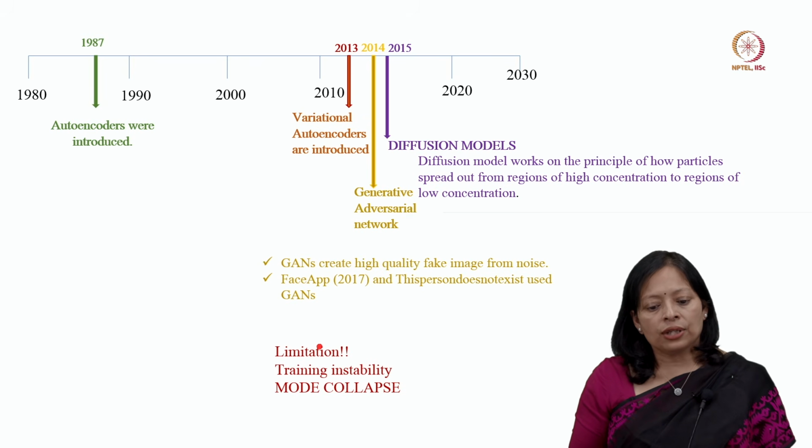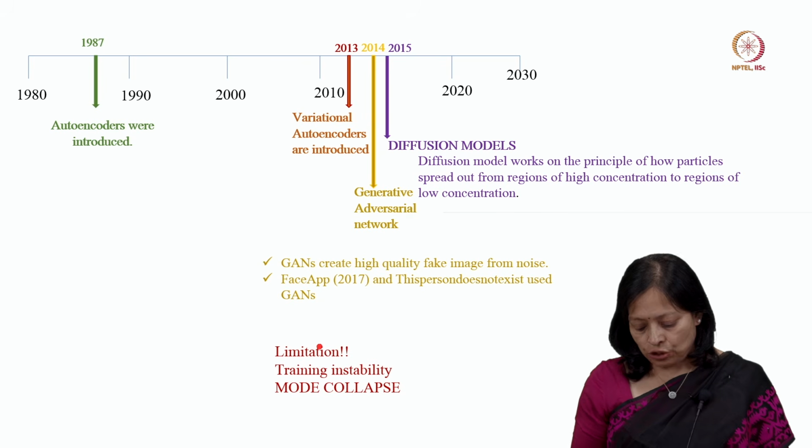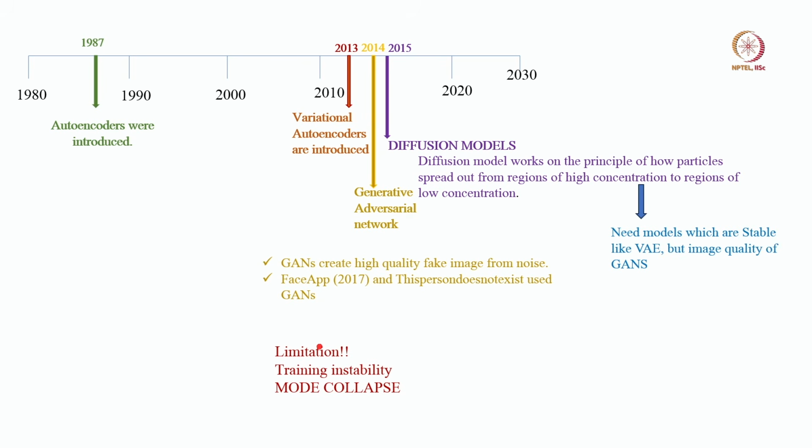Okay. So, in 2015 these diffusion models came into the picture, and why did they come? Because scientists wanted two things. One is the model should be stable while we are training, like VAEs, but the image quality should be like GANs. These two things were not coming together. So, diffusion models got introduced.